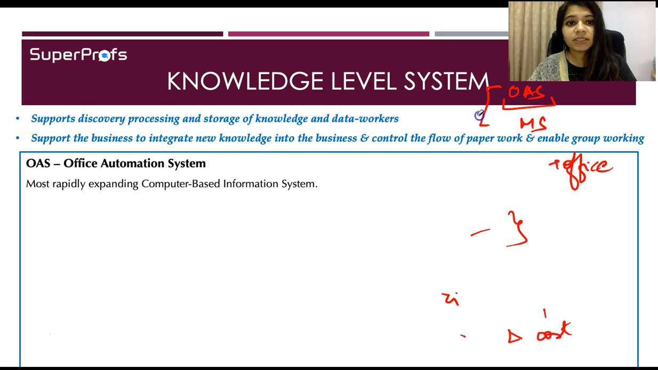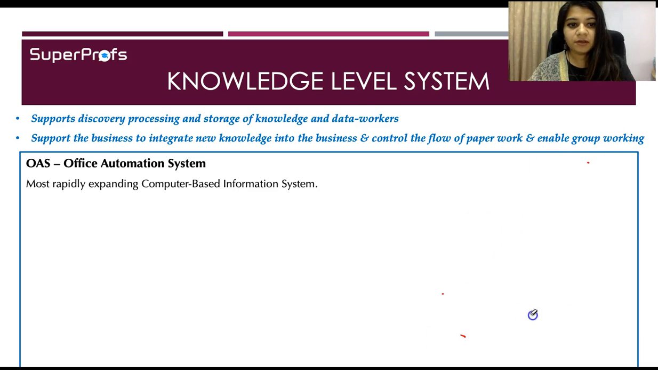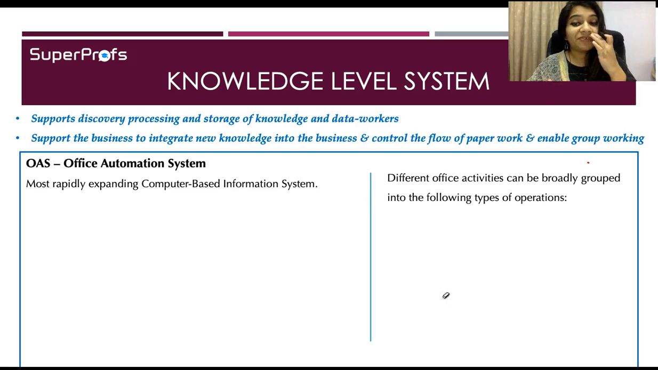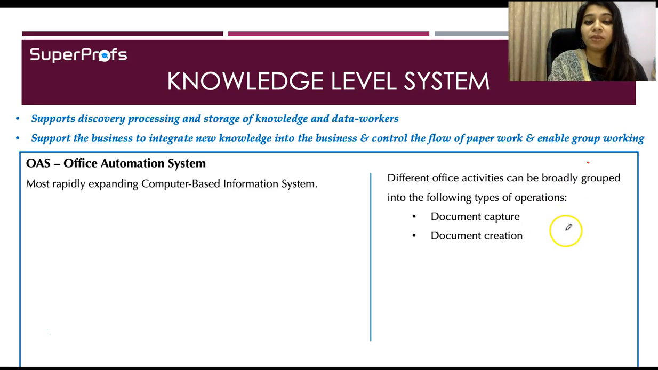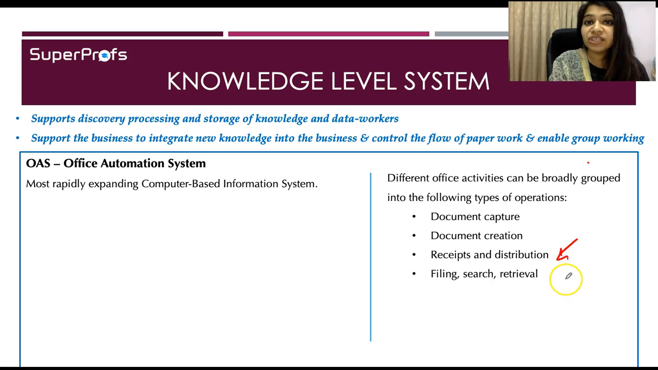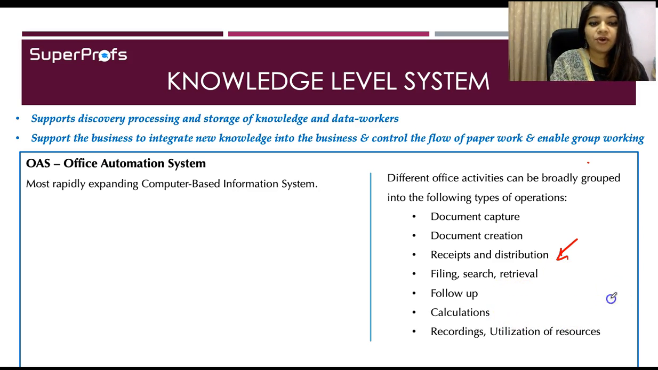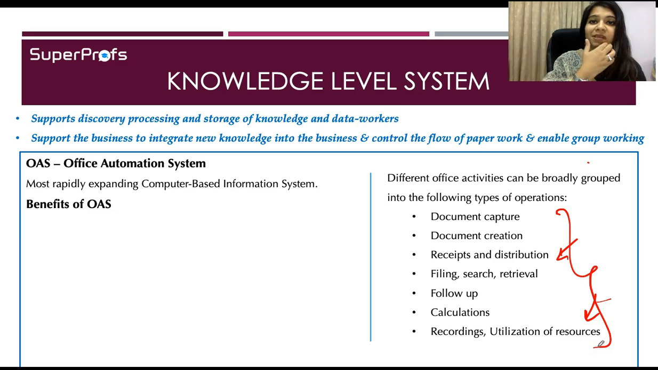Now first of all, this is the most rapidly expanding computer-based information system. So which office activities are grouped in this? As I mentioned, document capture, document creation, receipts and distribution, filing, search, retrieval, follow up, calculations, recording and utilization of resources. All these activities can be done through an office automation system.